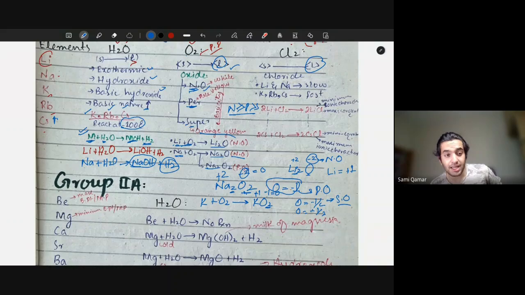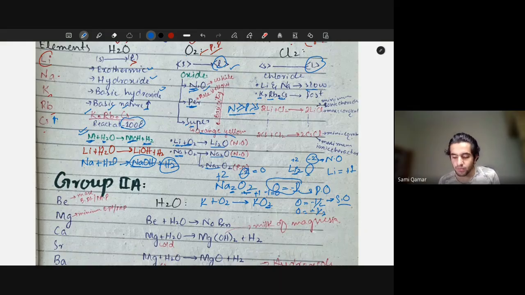Now let's see. Lithium and sodium will react slowly with chlorine, and potassium, rubidium, and cesium will react fast. Why will they react fast? Because they are more reactive. We have studied this: reactivity increases from top to bottom. So you should have this in mind, right?